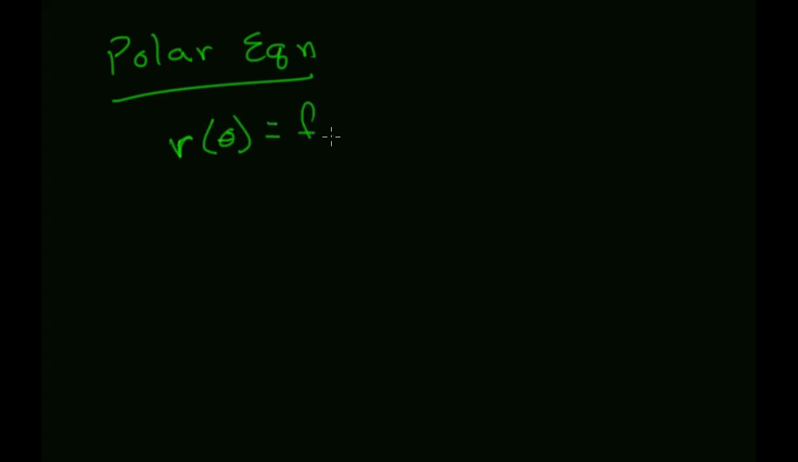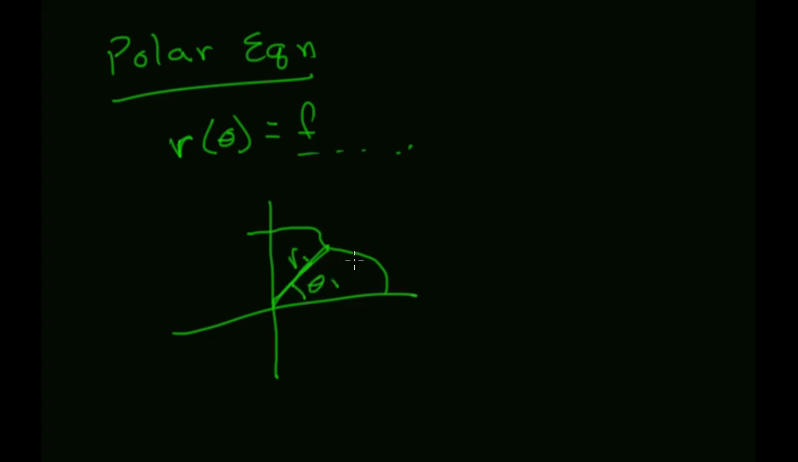So just getting the idea of a polar equation. A polar equation tends to be written as r of theta is some function. Let's imagine some curve here. What happens here is this dimension r1 is based on this theta 1. So this function gives me a rule for how far out r should be given the theta as I go around the circle. That's basically what a polar equation is.